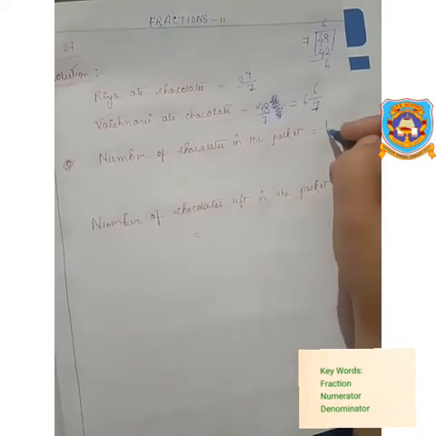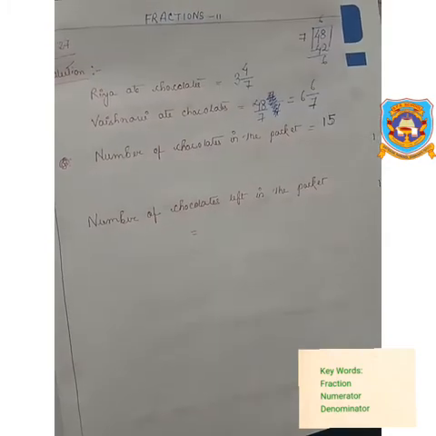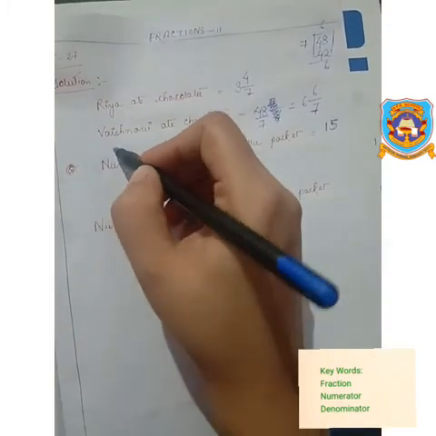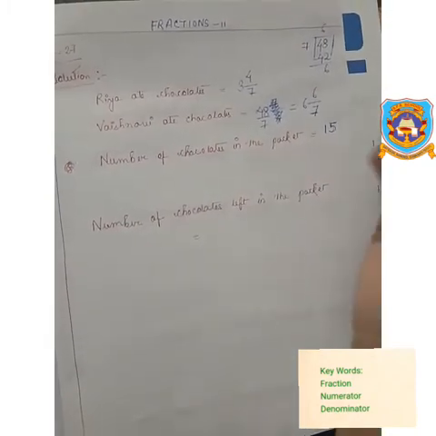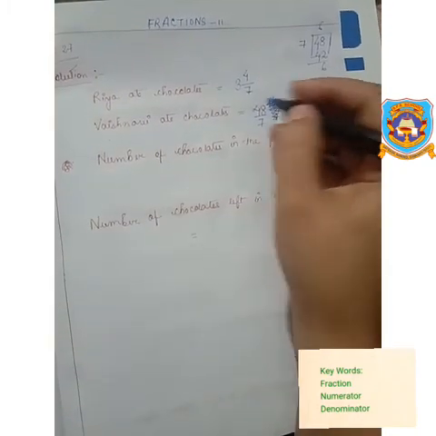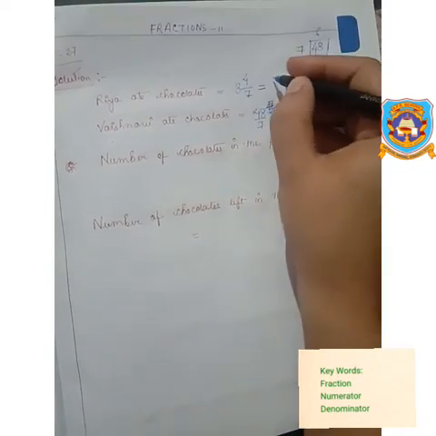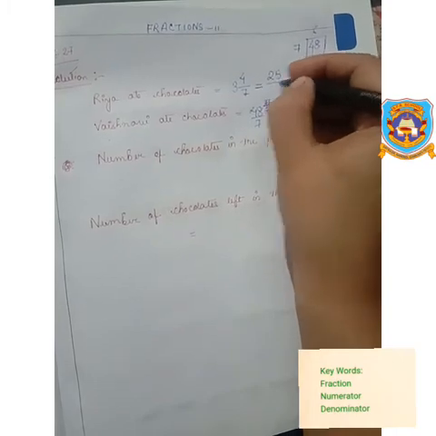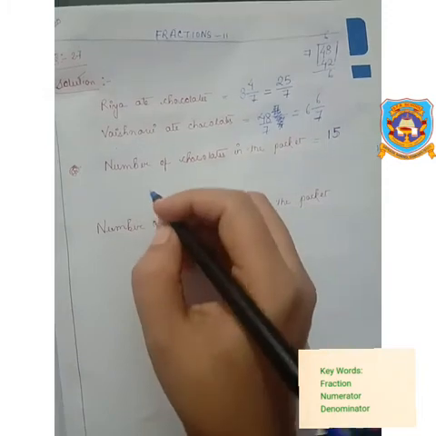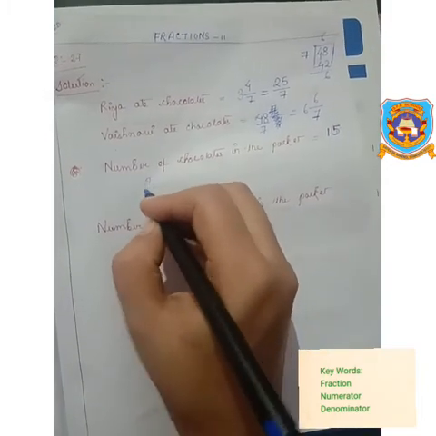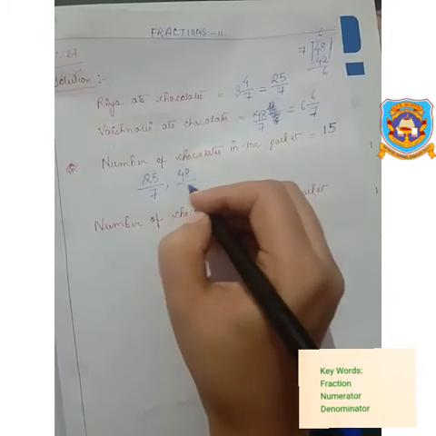Okay, now the number of chocolates in the packet. How many chocolates are in the packet? It is 15. Okay, so the number of chocolates eaten by Ria and Vaishnavi. Now the next question is given, who ate more chocolates? We have to find who ate more chocolates. Okay, now children, if you convert this mixed fraction into an improper fraction, what you will get? You will get 25 by 7. Okay, and here Vaishnavi is already 48 by 7. So who ate more? Because out of 25 by 7 and 48 by 7, which is greater?